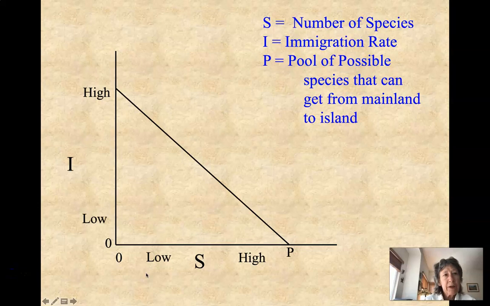This graph shows the relationship between the immigration rate I and the number of species on the island S. Notice when there are no species on the island, this point here on the graph, the immigration rate is high. As the number of different species on the island increases, the immigration rate goes down. The immigration rate becomes zero at P. P is the pool of possible species that could get from the mainland to the island.